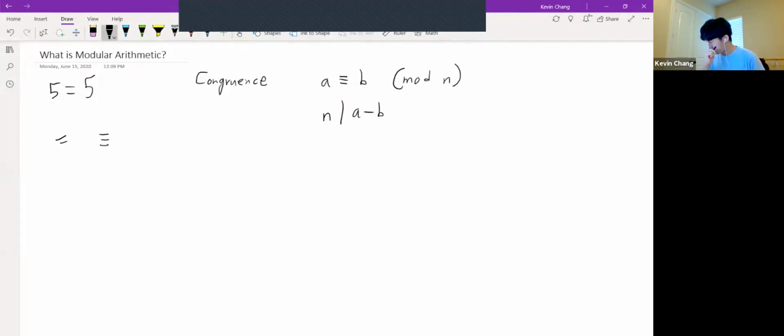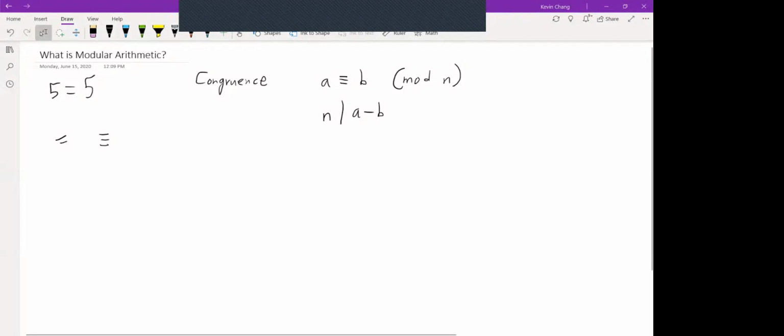And so our statement here means that N divides A minus B. So I'll give you an example. So for instance, 5 can be congruent to 3 mod 2, because 2 will divide the expression 5 minus 3.